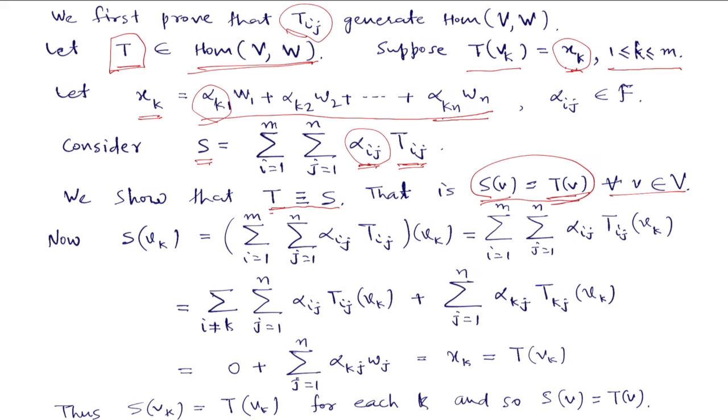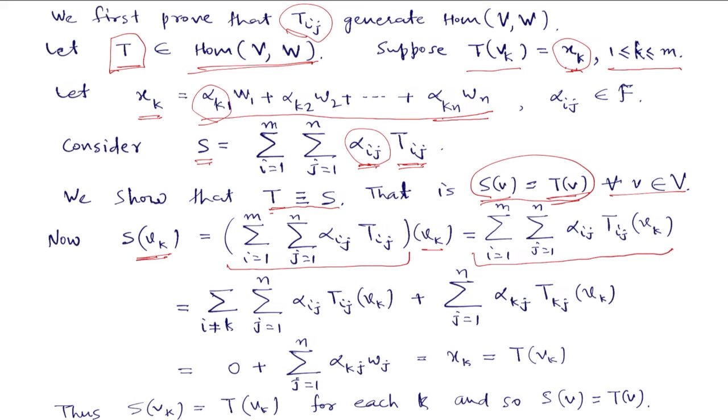Now let us apply S on the kth basis vector. S of vk is equal to, now put the value of S here, so this transformation applied on vk. But because (S plus T) of vk is S of vk plus T of vk, we can write this summation in this form. So Tij of vk.